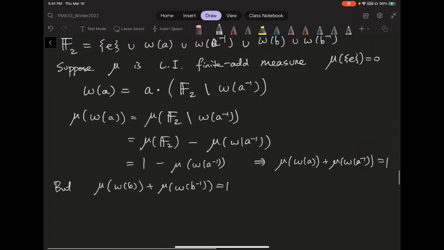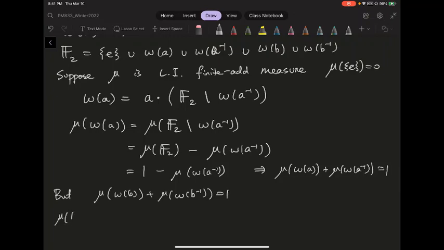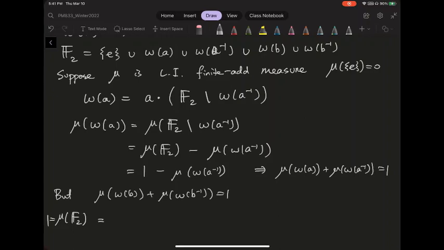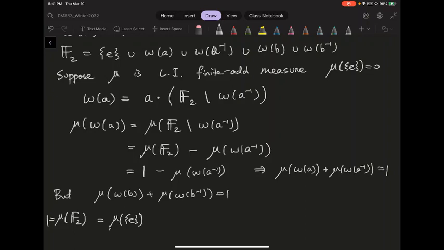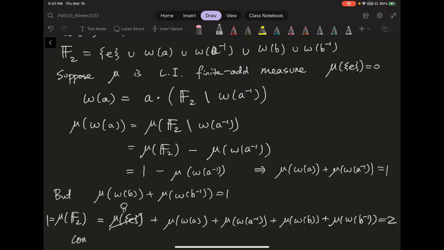And you've probably already seen, this is going to lead to a contradiction, because the mu of the entire thing F2, on one hand, has to be equal to 1. On the other hand, it's a union of these 5 disjoint sets. So it's the mu of the identity, which we know is just equal to 0, plus the mu of each of these 4 sets, which start with A, A inverse, B, B inverse. All right, and if 2 of them sum up to 1, the other 2 also sum up to 1. So you end up with the right-hand side being just 2. Okay, that's never going to be equal to 1. So this is a contradiction. So basically, this shows that the free group cannot have a left invariant finite additive measure, so the free group is not going to be amenable.